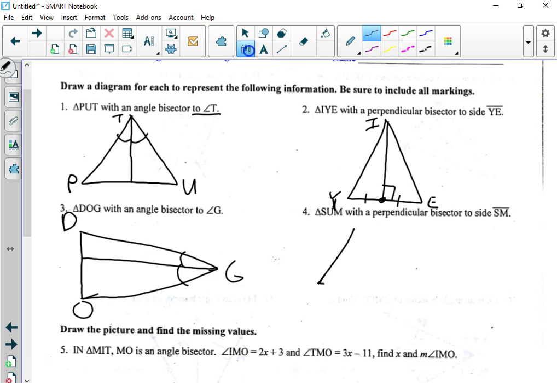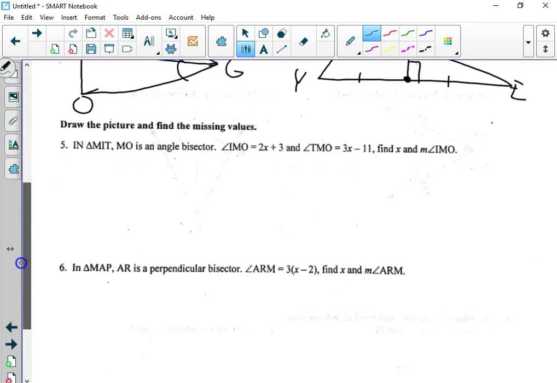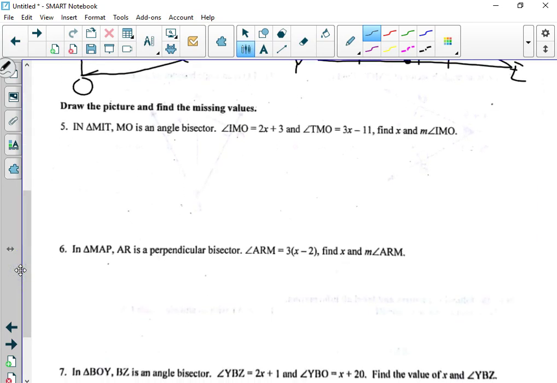Now, a perpendicular bisector, remember, does not have to come from a vertex. So therefore, I'm going to find the midpoint here. That's about close. So I'm going to just say those are equal. That's the midpoint. And then I'm going to make this YE, because that's where I'm supposed to put it. And then I'm just going to drop a straight line down, perpendicular, boom, I'm done. Okay, MIT.